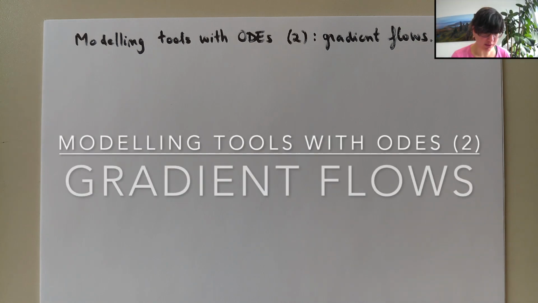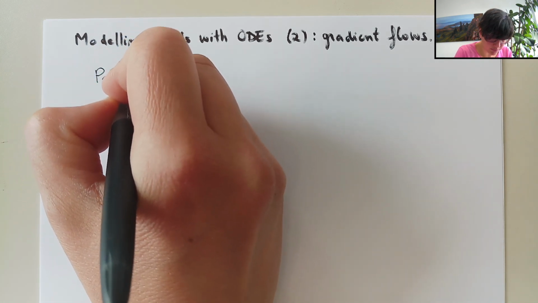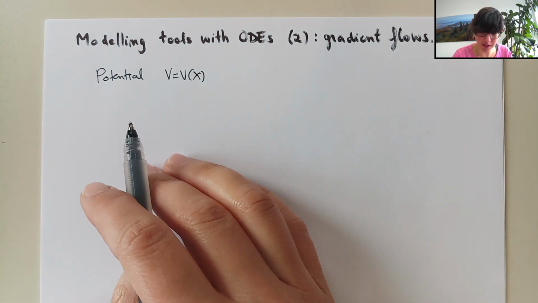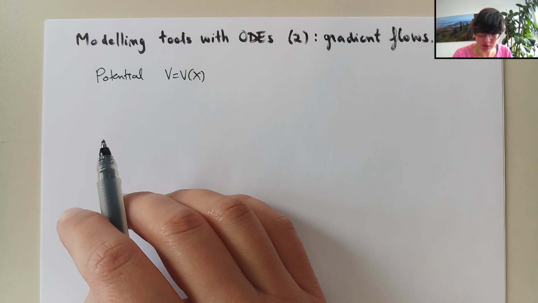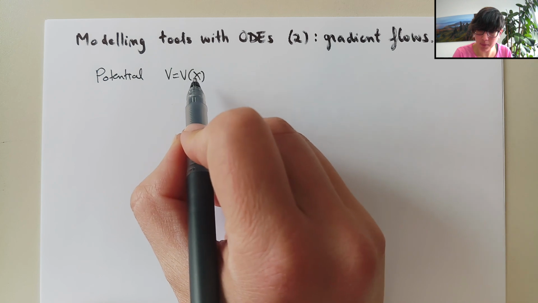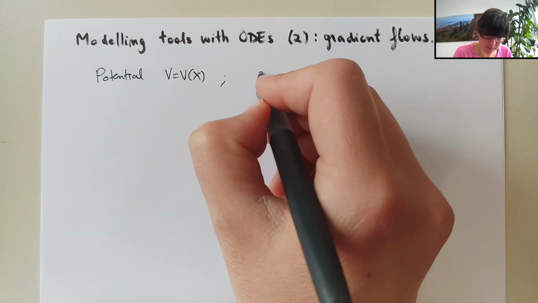Let's look at the second part of modeling tools with ODEs. I'm going to consider a potential V of x as before for Newtonian dynamics. But now the particle is not going to be given by its position and velocity. We only consider that the particle is described by its position, and we write the dynamics of this from here.